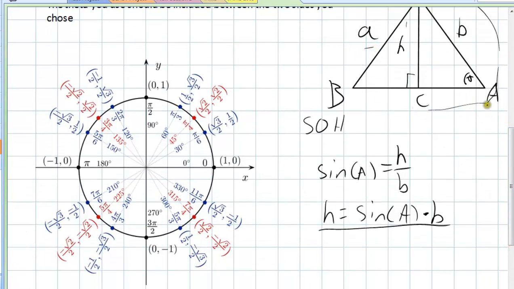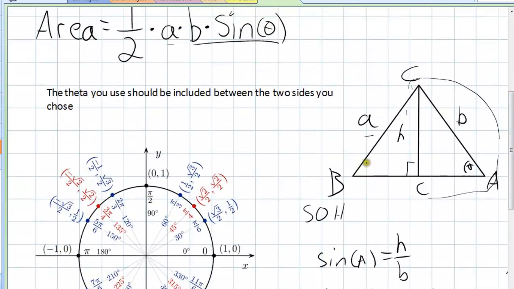You have to choose. The thing is that it could be over here too, and so sometimes it'll say A, B, sine C, and then it'll switch it up and say B, C, sine A. What they want you to know is that the angle you choose should be between the two sides that you want to use.